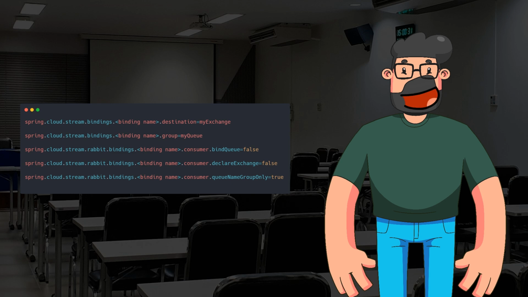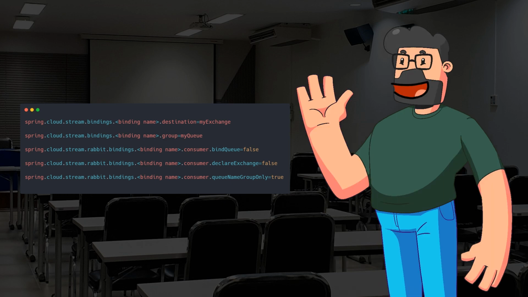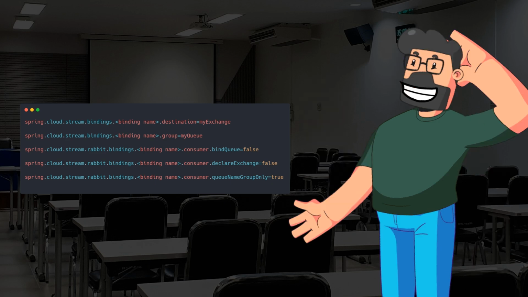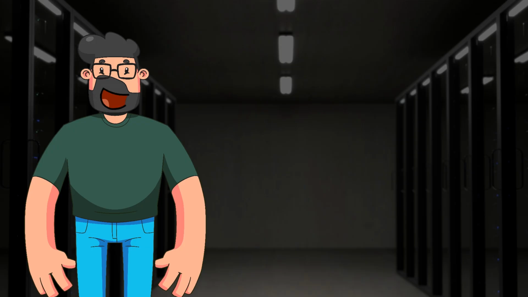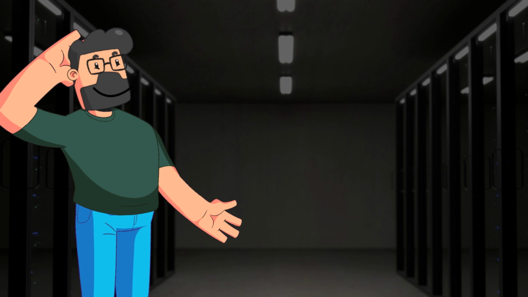Remember, it's essential to carefully configure these properties in the application.yml file to align with the existing infrastructure and requirements of your microservices architecture. By doing so, you can seamlessly integrate your application with the predefined Rabbit exchange and handle message consumption efficiently. Alright, that's a wrap on solving the problem at hand.